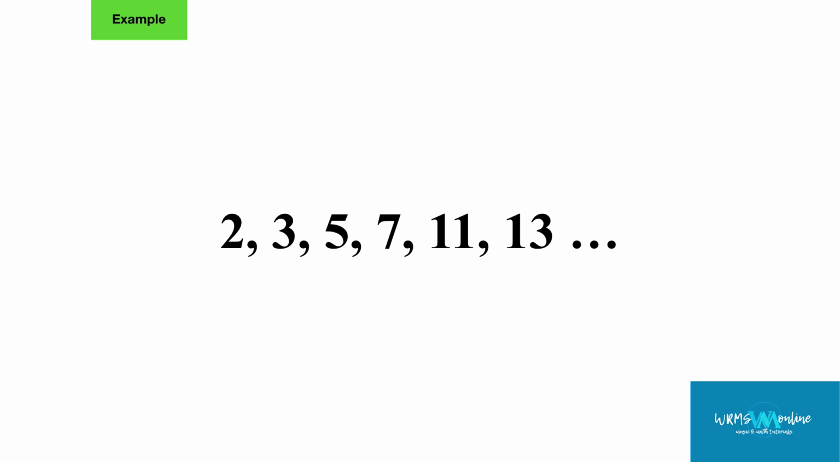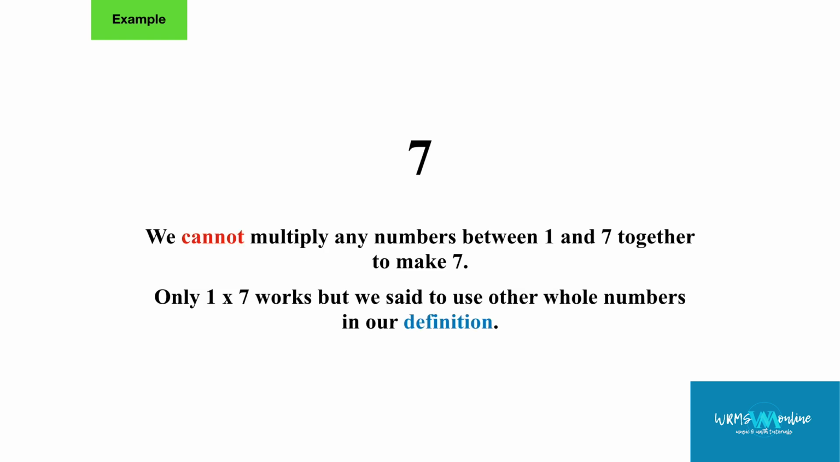How do we apply the definition then to say, for example, that 7 is a prime number? Well, if we take 7, we cannot multiply any numbers between 1 and 7 together to make 7. Only 1 times 7 or 7 times 1 works. But we say to use other whole numbers in our definition.